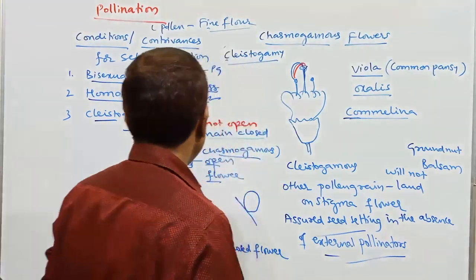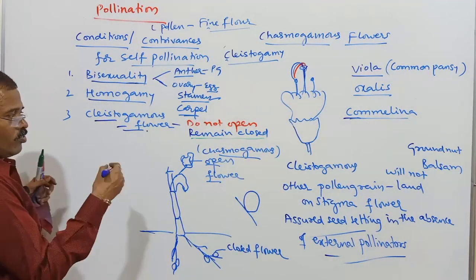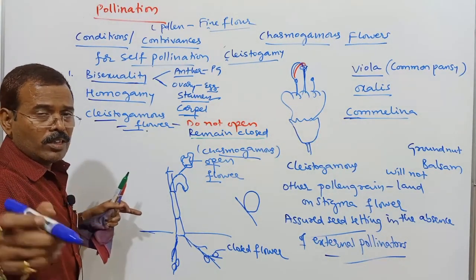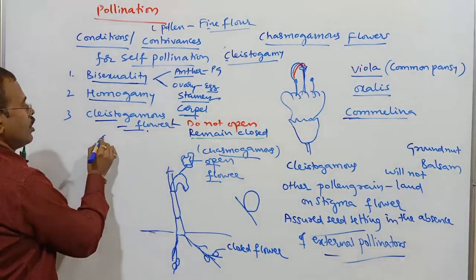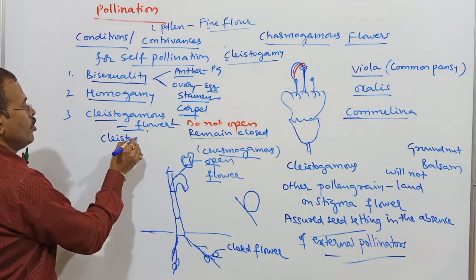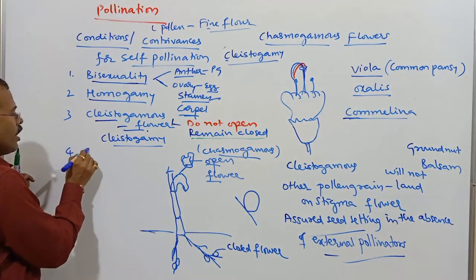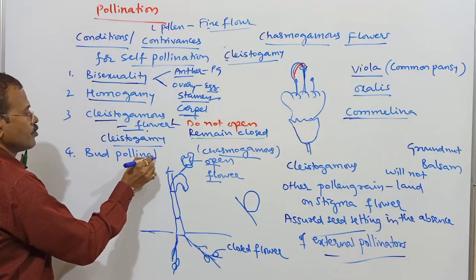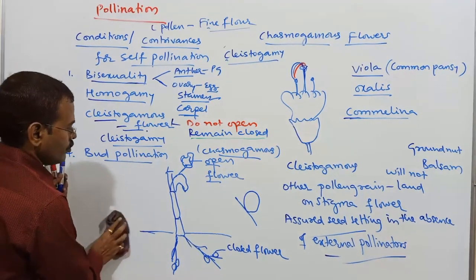So this is what we call cleistogamy or cleistogamous flowers. This is another contrivance or condition required for self-pollination. Cleistogamous flower, or you can write cleistogamy, whatever. Then another one I wrote is bud pollination.